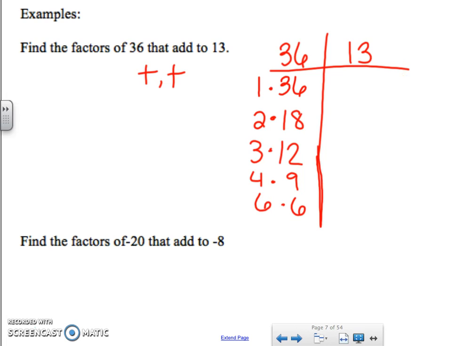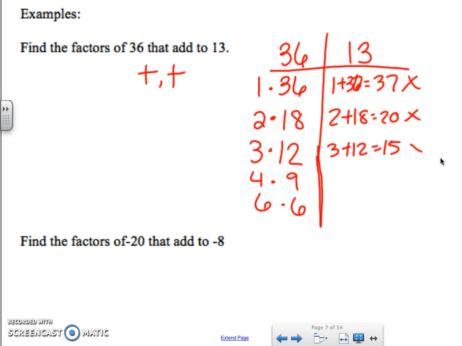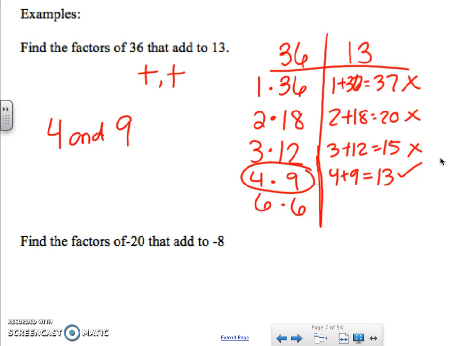Okay? So once you've got a good list of factors, now we're going to try and see which ones will add to get 13. So I know if I do 1 plus 36, that would give me 37, which is not 13. 2 plus 18 is 20, so that does not work. 3 plus 12 is 15, does not work. 4 plus 9 is 13, so it works. So 4 and 9 are going to be your answers. Okay. Now, if you can start to see this without doing all that math, and you can just go ahead and jump to this, 4 times 9 equals 36, and when you add them, 13, feel free to do that, but I'm going to show all my work for those of us that don't really have great multiplication skills.